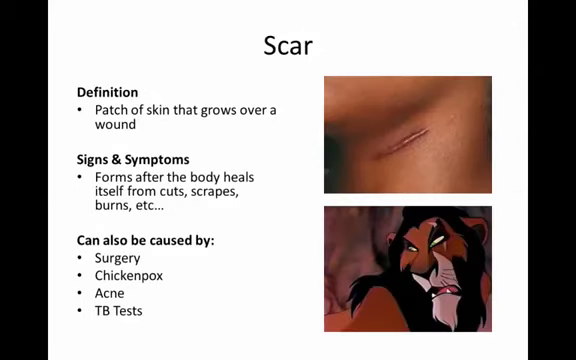A scar is a patch of skin that grows over a wound. It forms after the body heals itself from cuts, scrapes, and burns. It can also be caused by surgery, chickenpox, acne, and tuberculosis tests. Scars, too, are not contagious and therefore do not have a mode of transmission.